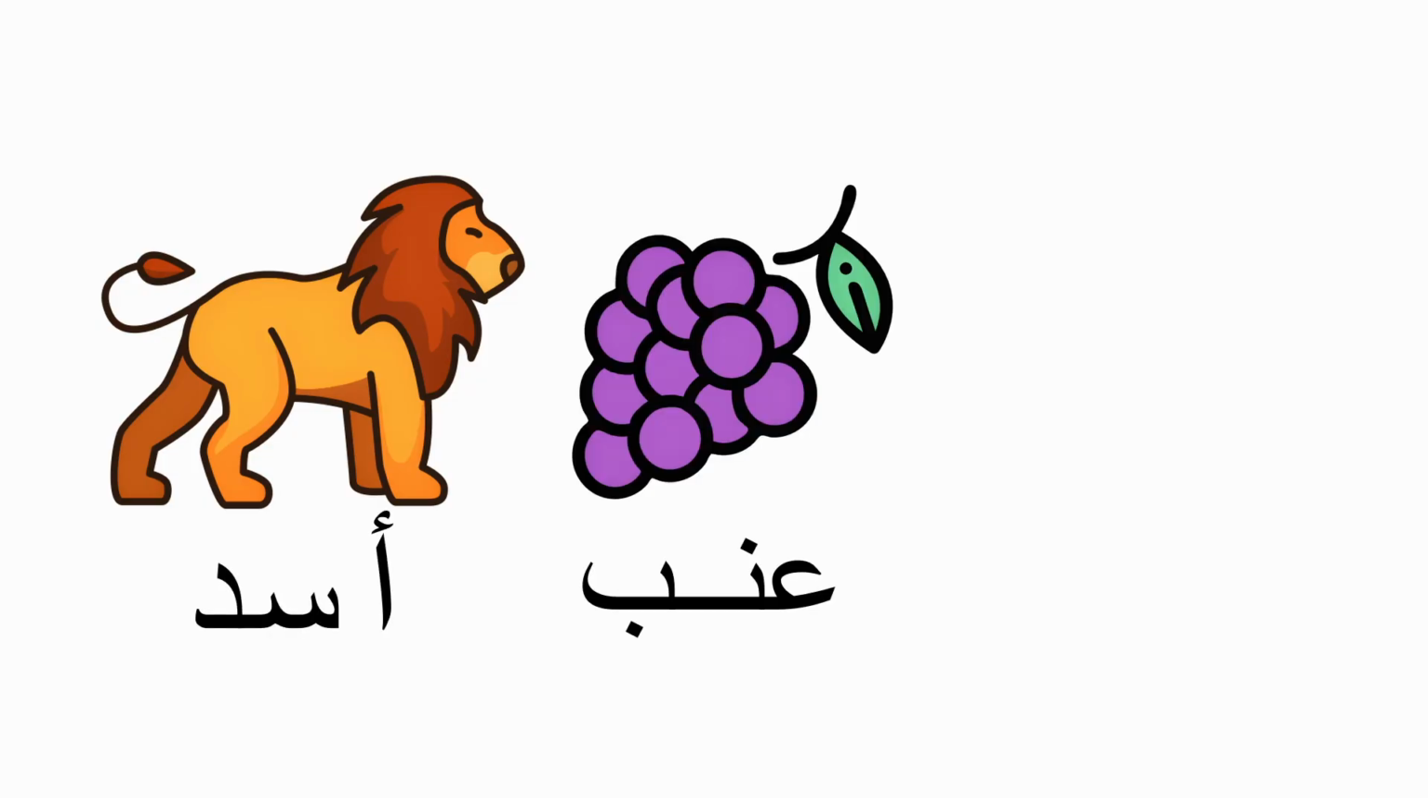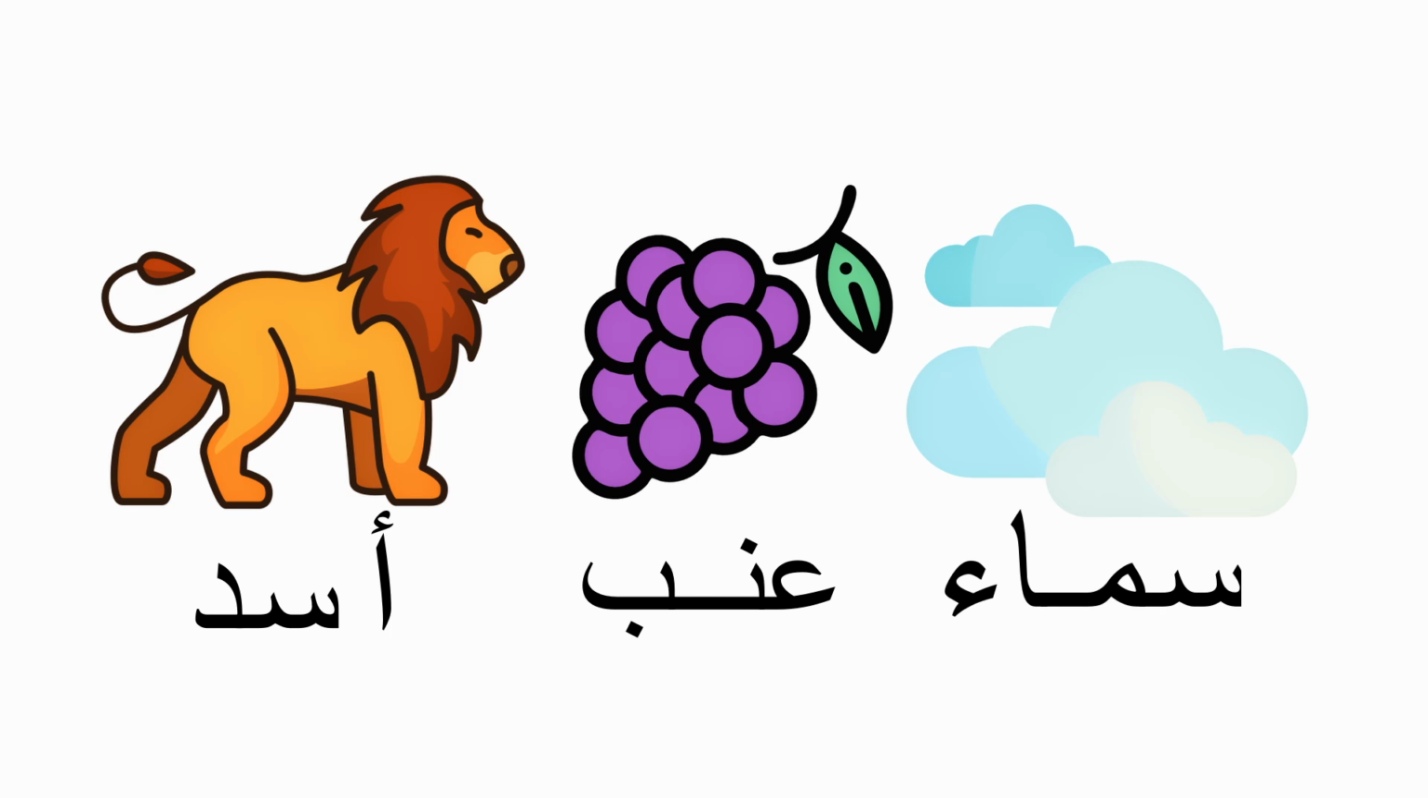So, time for exercise. I will say 3 words and you will choose the word that has letter Ba. Are you ready? Let's go. Asad. عنب. سماء. Yes, the word is عنب.